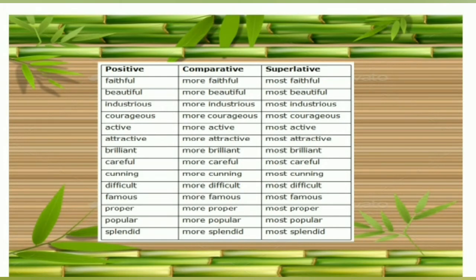So keep it in your mind. Whether the adjective is more than two syllable word, you should use more in front of comparative and most in front of superlative. If the adjective is single syllable word, then you should add er to the comparative and est to the superlative degree. Beautiful, more beautiful, most beautiful. Industrious, more industrious, most industrious. Courageous, more courageous, most courageous.